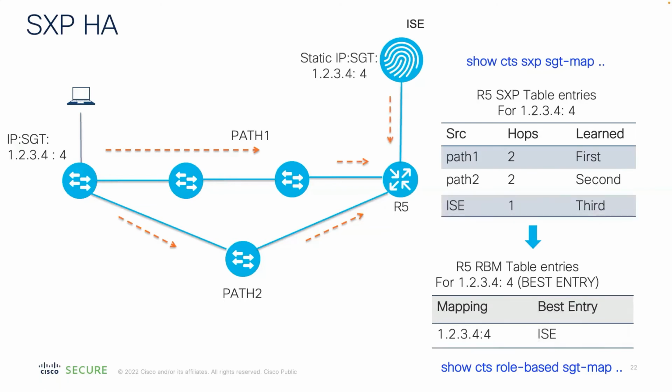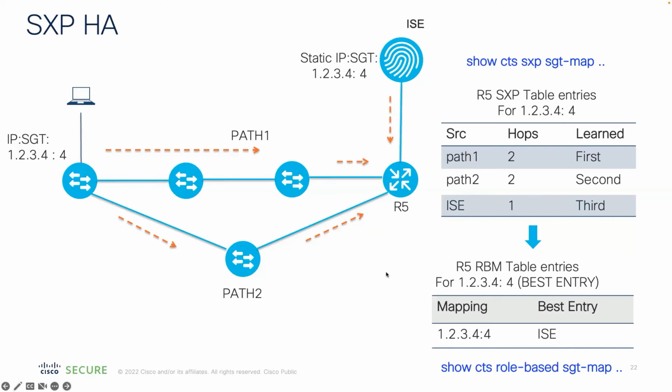Now we learn the same mapping from ISE. So what happens then? Another entry goes into the SXP table. There's only one hop, and it was learnt third in the list. But because there's only one hop, this is the best entry. So for 1.2.3.4 mapped to SGT 4, the best entry is the one learned from ISE. So this is how it works.